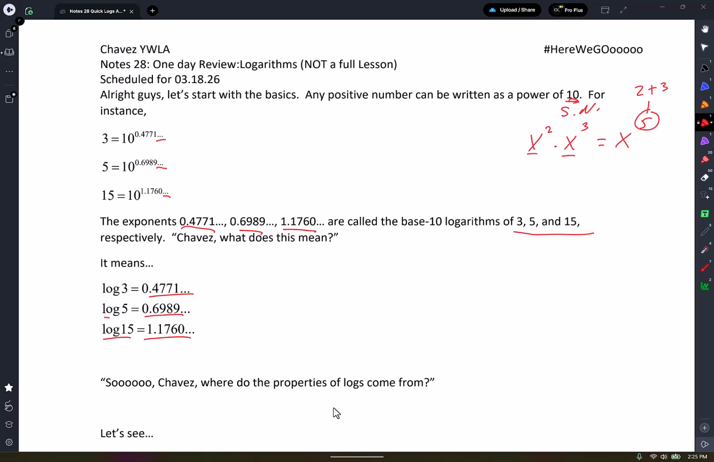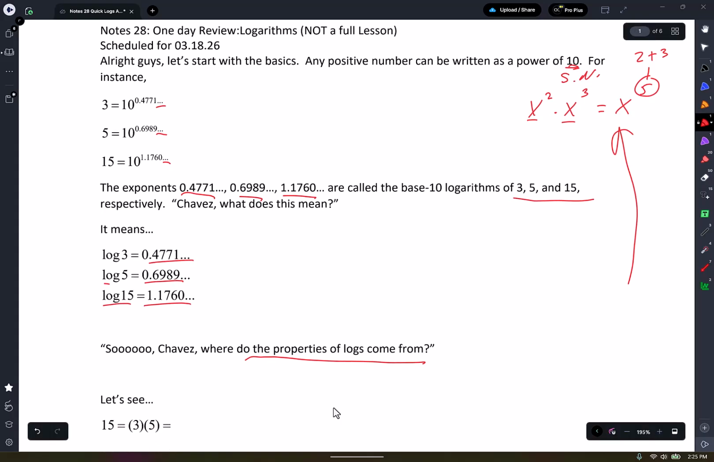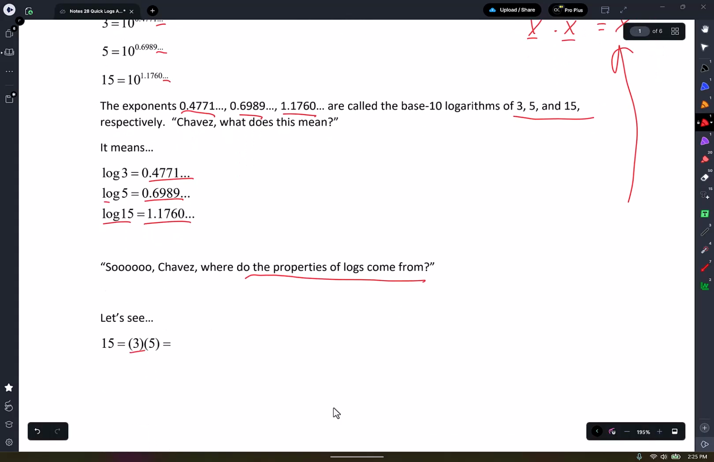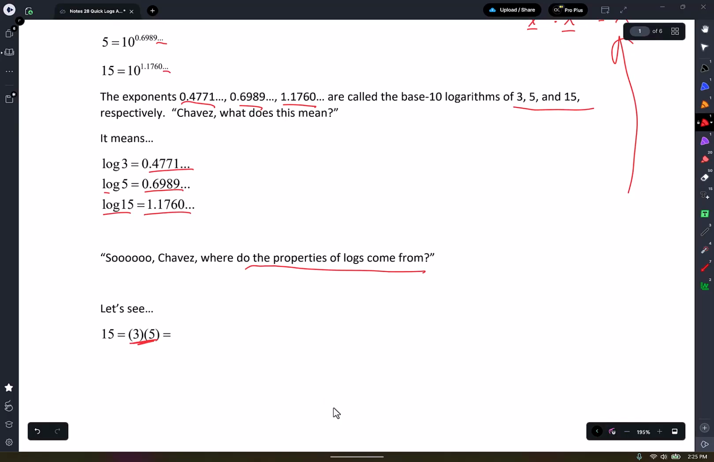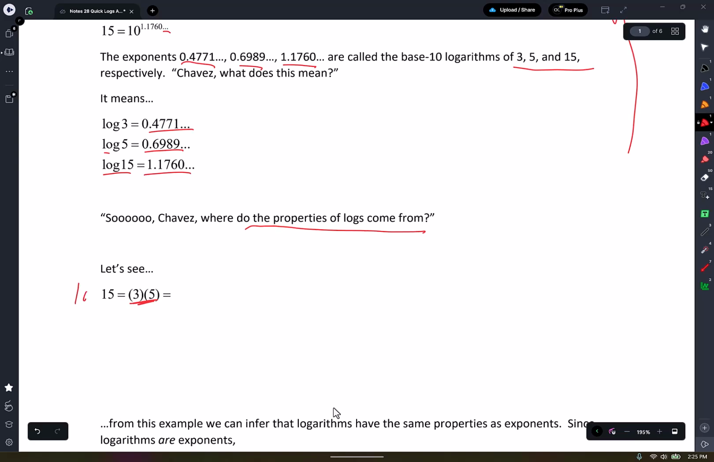And then, so Chavez, where do the properties of logs come from? Well, we kind of referenced that. So let's see. 15 is 3 times 5. Do you agree that 3 times 5 is 15? And then let's see, if I were to put log here in the front, log of this, whatever you do to one side, you do to the other, right? Log of all that.